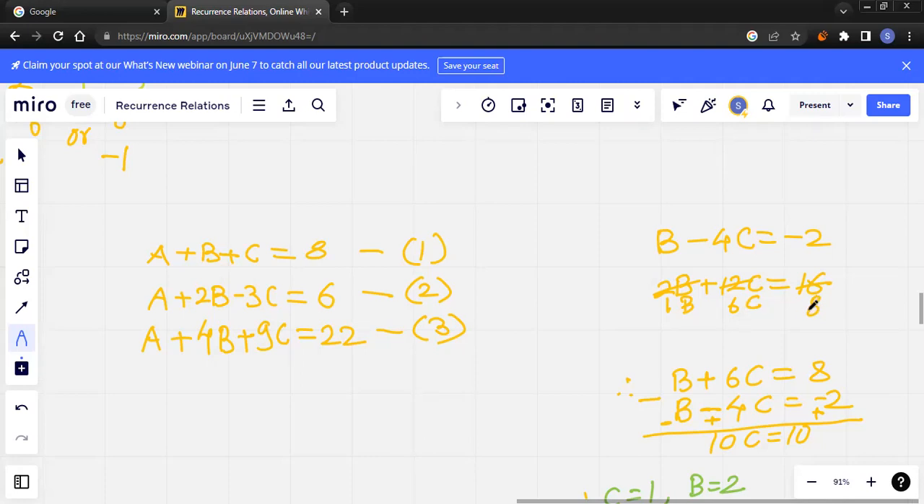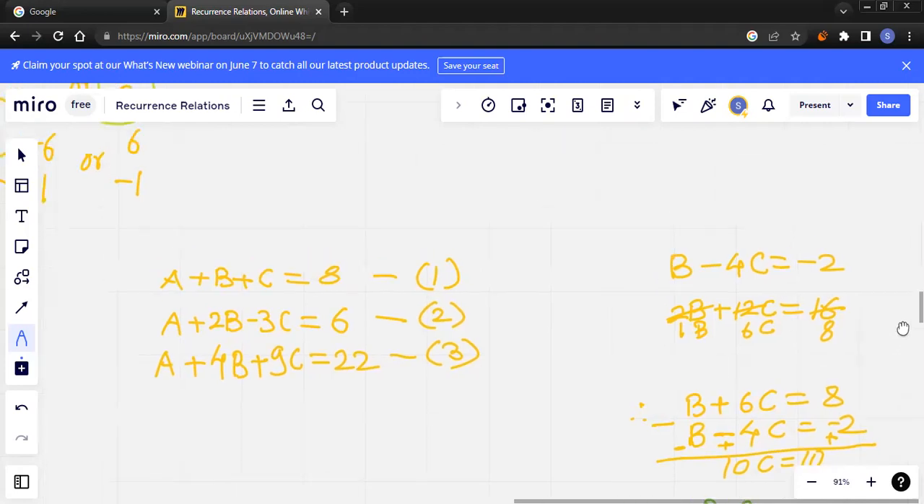Now from these two equations, let us try to eliminate b. The latter equation we have written first, b + 6c = 8. From that we are subtracting the upper equation, b - 4c = -2. Subtraction changes all the signs, so this is minus, this is plus, and this is plus. What we observe is the sum is 10c, here it is 10, so very directly c is plus 1.